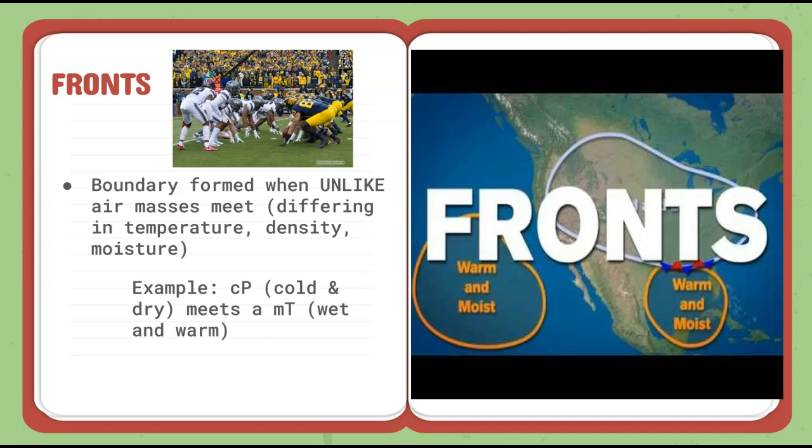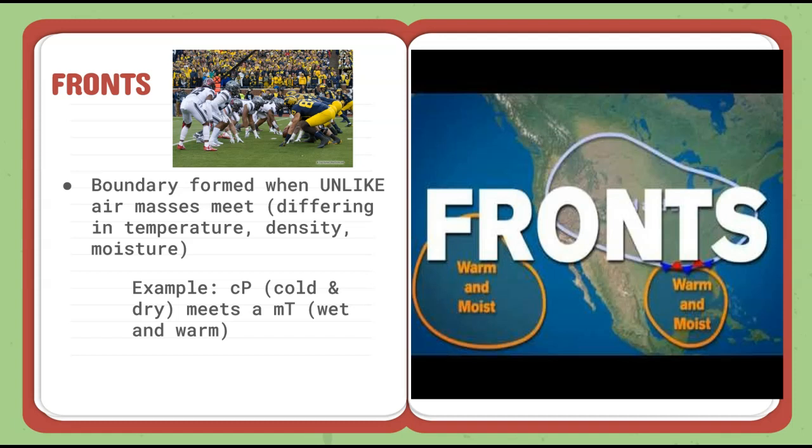So I got to give a shout out to my Ohio State fans out there. That's a picture of Ohio State versus Michigan a couple years ago. Of course, Ohio State won because they're just awesome. But anyway, back to fronts.